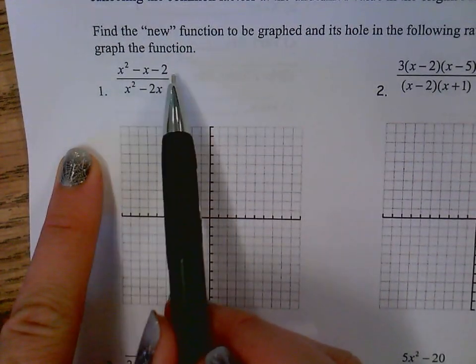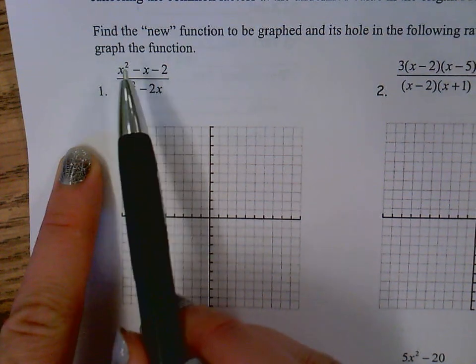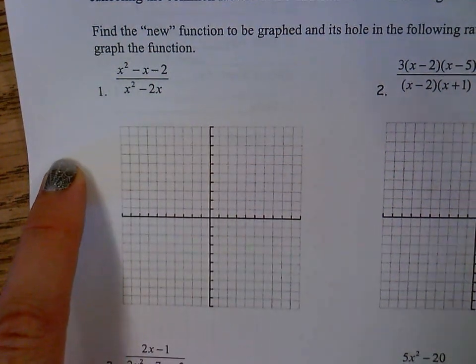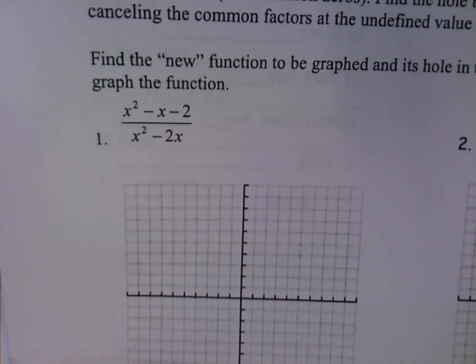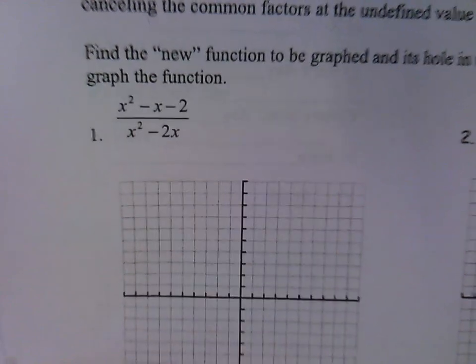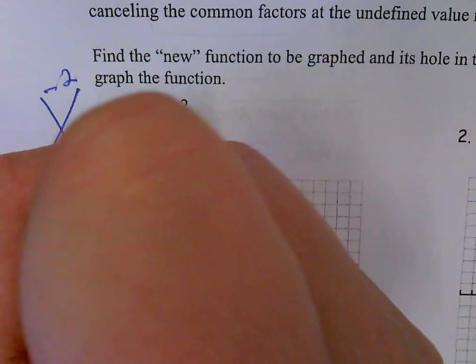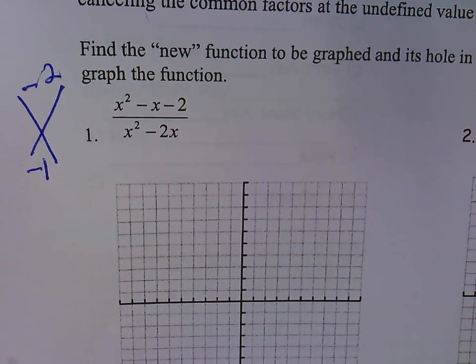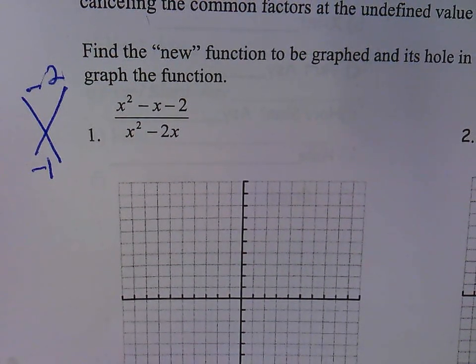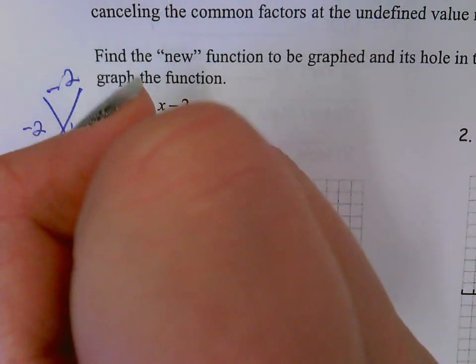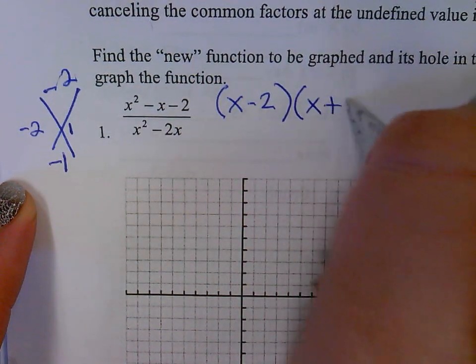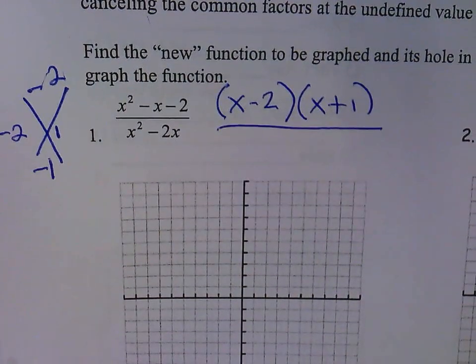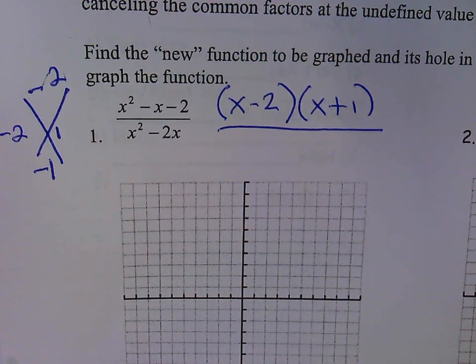I've got a trinomial over a binomial. What strategy should I use to factor this numerator? I got a trinomial. What strategy do I use? The diamond. So I'm looking for the factors of -2 that add up to -1. So what factors do I use? -2 times +1. So I'm going to write that as x minus 2, x plus 1. So that's my numerator. So you need your factoring skills to be sharp.